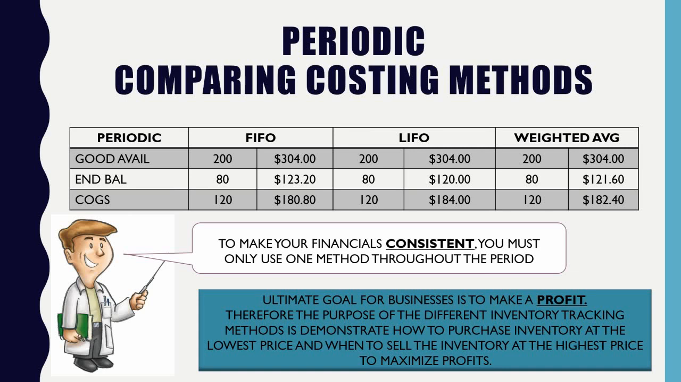So again, it doesn't really matter how you choose to do this, but the best, most common, and easiest one is weighted average, because you don't have to keep track of which batch came first or which batch came last. It's easier to just combine our totals, take an average, and subtract them all out.